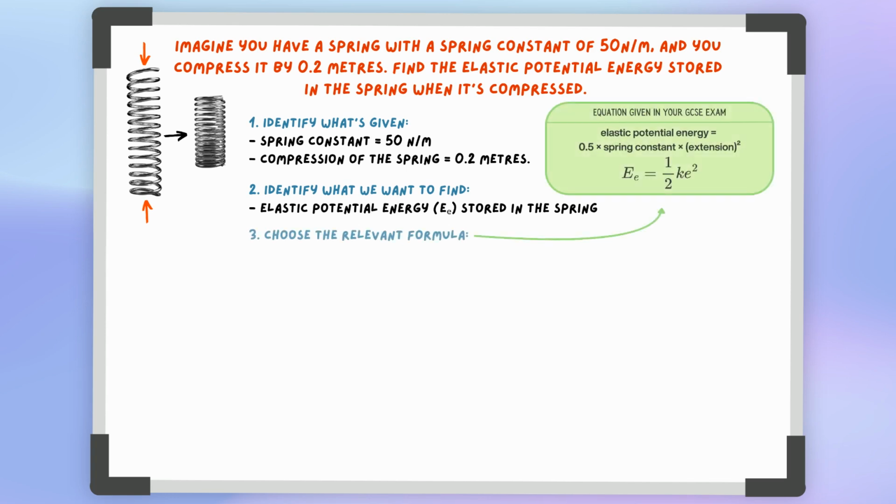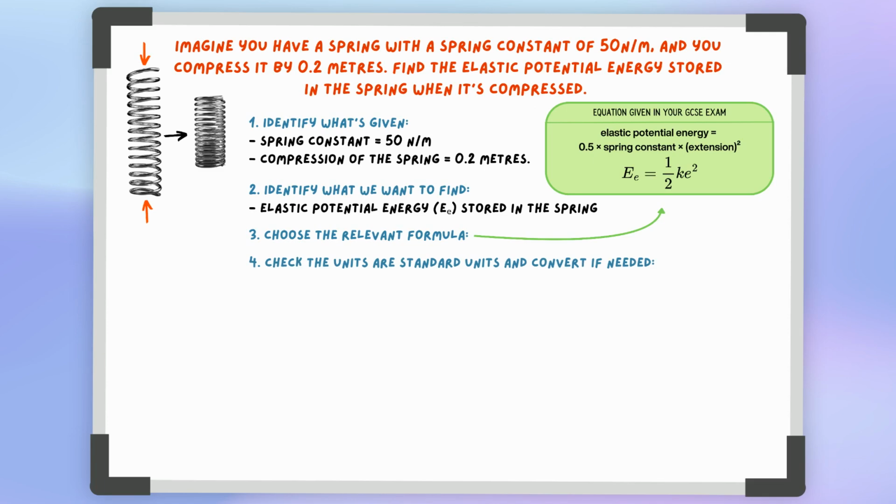Next, choose the relevant formula that has what we are given and what we want to find out. We'll use the formula elastic potential energy equals 0.5 times spring constant times extension squared. Make sure to check the units are standard units and convert if needed.